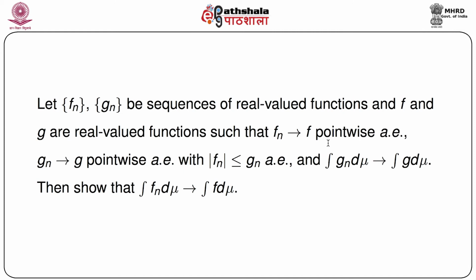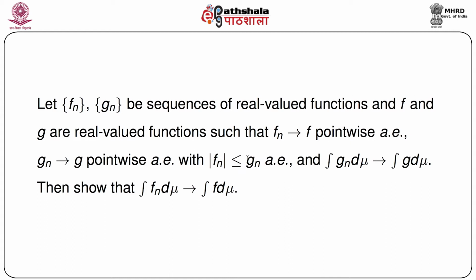Now the next problem is very interesting. Let f_n and g_n be two sequences of real valued functions, and f and g real valued functions such that f_n goes to f pointwise almost everywhere, g_n goes to g pointwise almost everywhere, with mod of f_n less than or equal to g_n almost everywhere, and the integral of g_n d mu goes to the integral of g d mu. Under these conditions, we have to show that the integral of f_n d mu goes to the integral of f d mu.